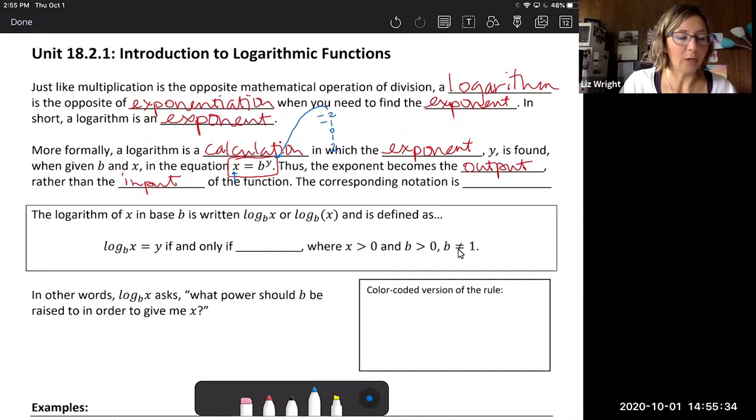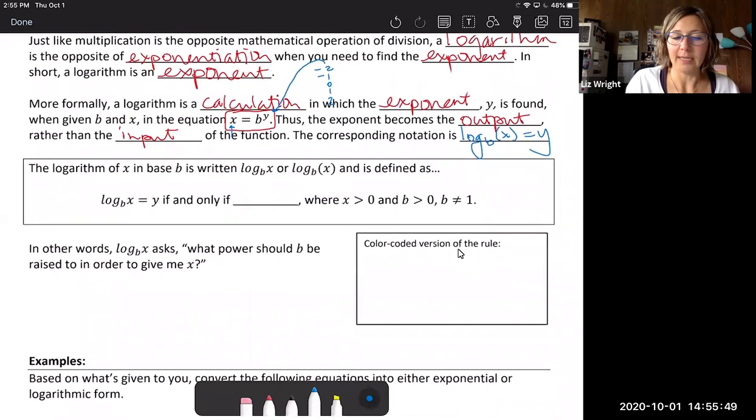Then the corresponding notation to this is going to be log base b of x equals y. So that's our corresponding notation. So the logarithm of x in base b is written log base b of x, and is defined as, here we go, log base b of x equals y, if and only if b to the y equals x, where x has to be greater than 0.